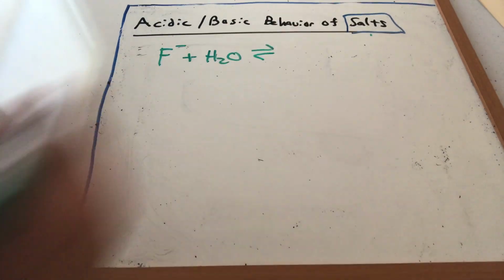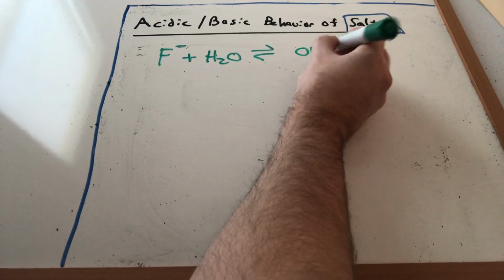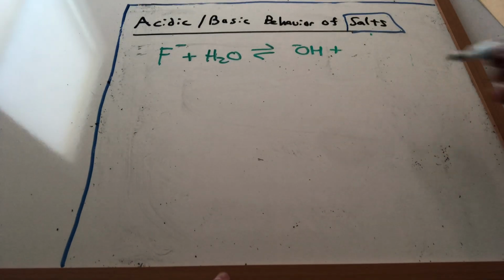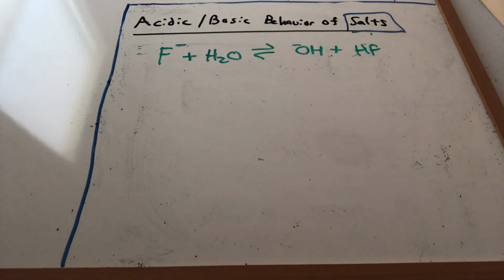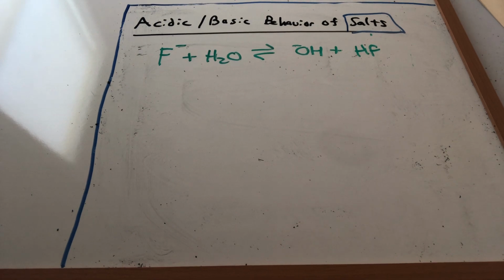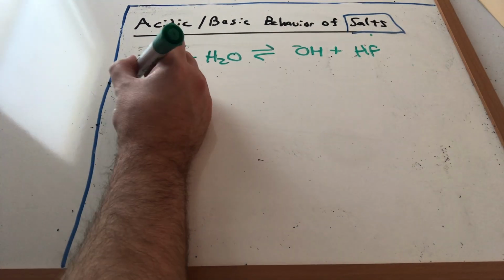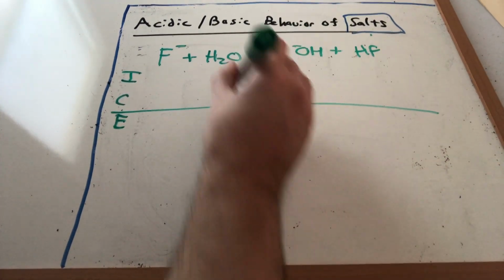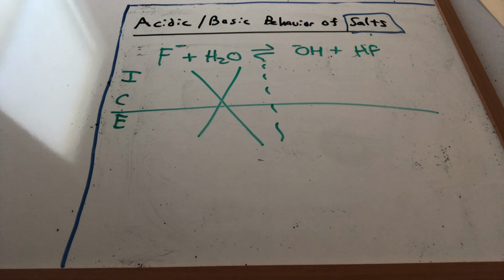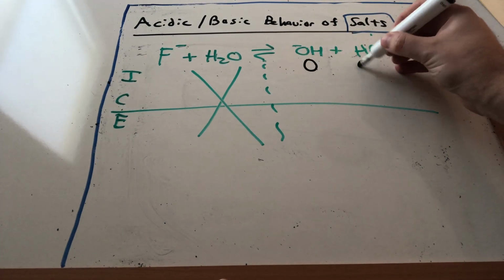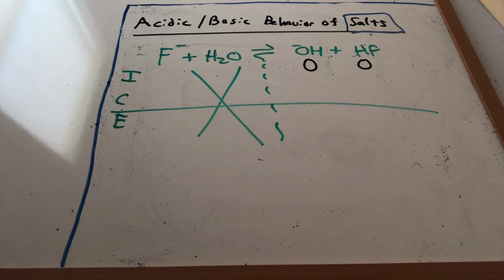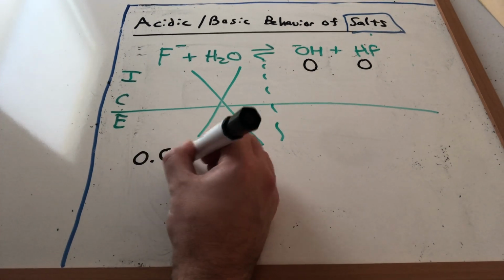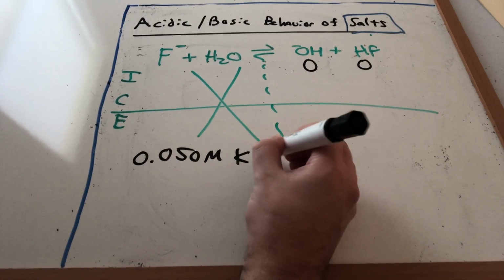So we know that when it reacts with water, it produces OH minus and the conjugate acid. We know that for sure, right? So we go I, C, E, and we start to fill in this ICE table now with the chemistry established like we would last chapter. You're not given any initial information about this. The initial information that you're given is you have 0.050 molar KF.